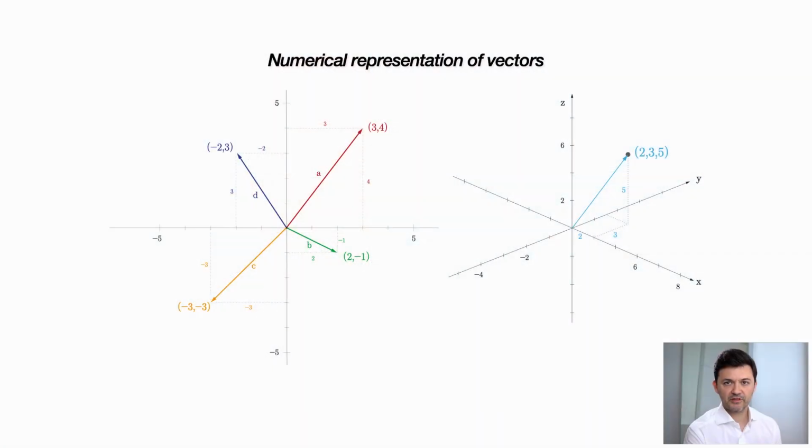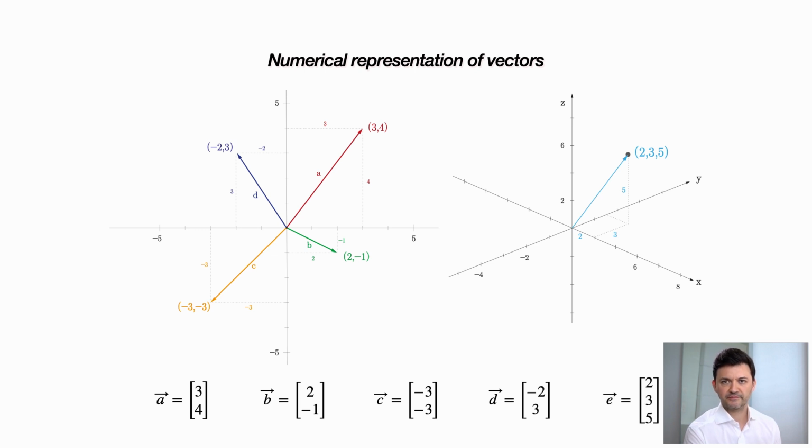Because of that, we can represent these vectors symbolically. And here is the convention. So we mark the variable containing a vector with a lowercase letter, and then we put an arrow above it. And then we store vectors' coordinates in a single column of numbers within square brackets. The top number will indicate the first projection, the second number will indicate the second projection, and so on. And now let's see how we can do this in Python.